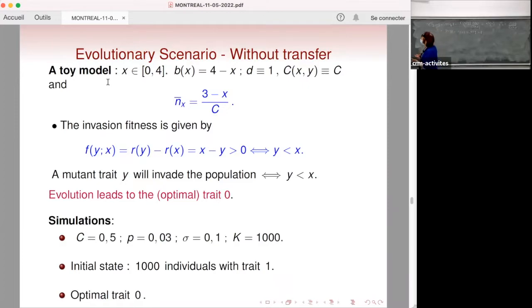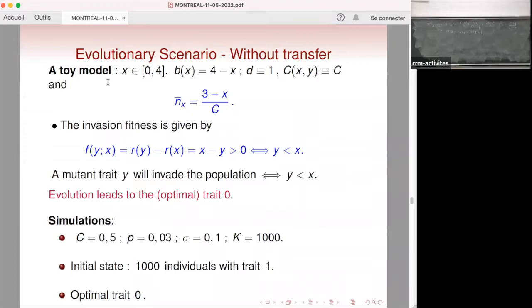And so we have seen that Y will be able to invade the population if and only if f of y x is positive. And f of y x here is x minus y. Then Y will invade the population if y is less than x. So you see that the evolution will lead to the optimal trait, which is 0, the trait which maximizes the growth rate. So we made a simulation with some values which are here.